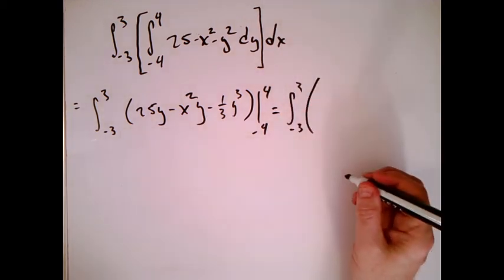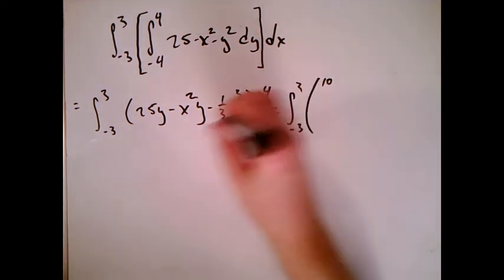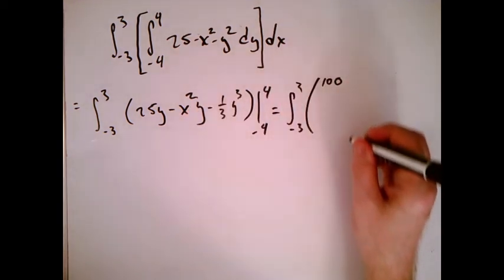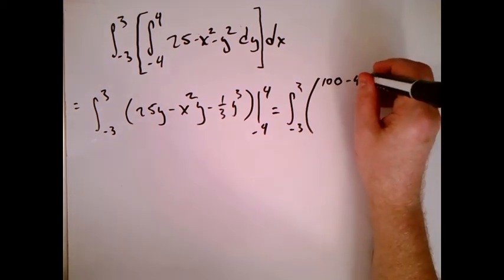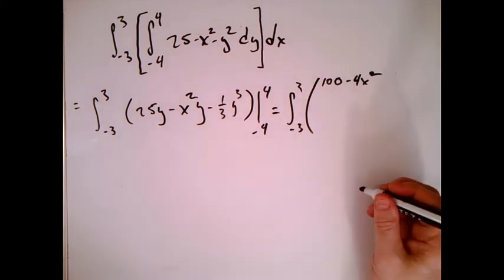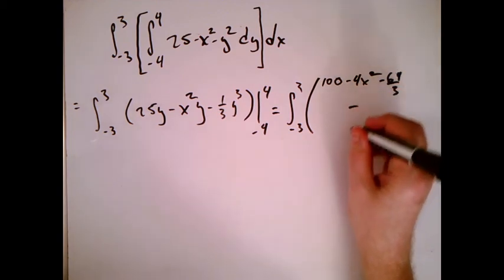Let's see what sort of things we get here. 25y should be 100. 25 times 4 is 100. I'm plugging in 4 for y. Minus 4x squared, like that. Minus 64 thirds, like that. And then I put a big fat minus sign.